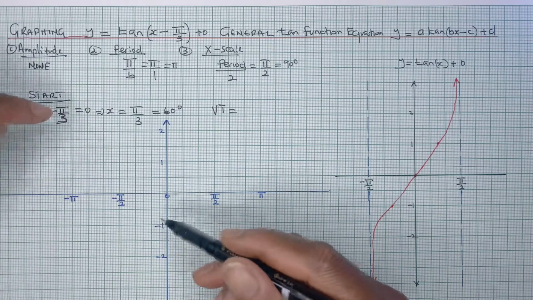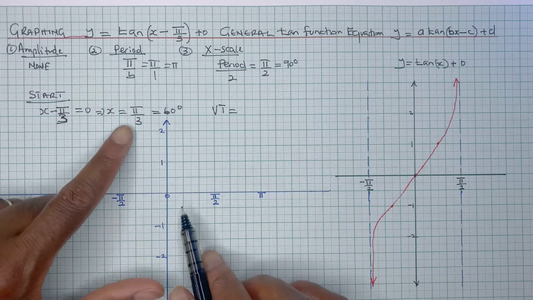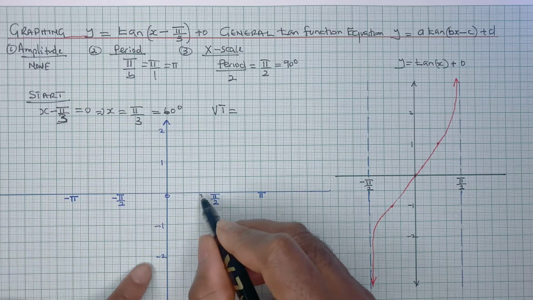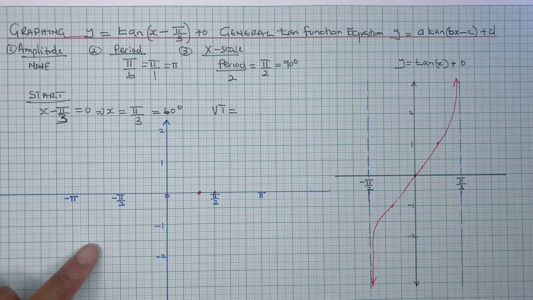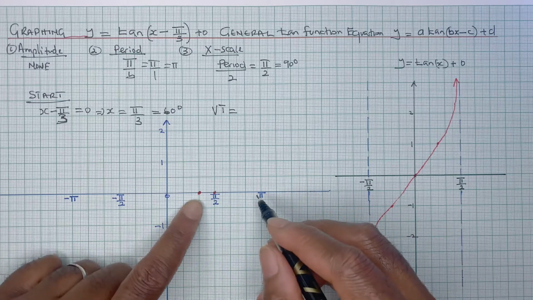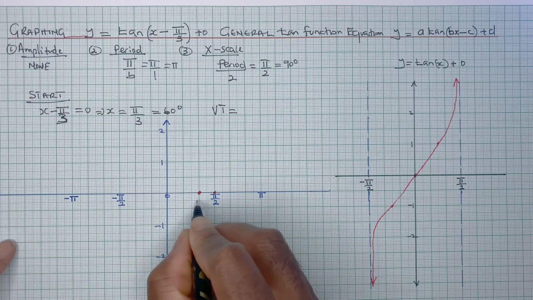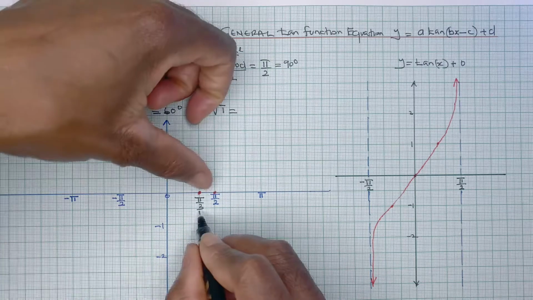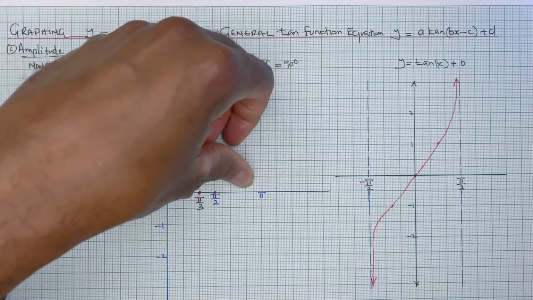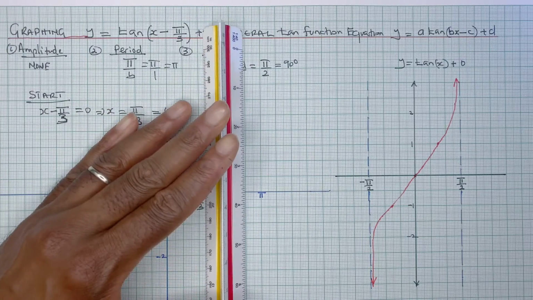Right, so to sketch the curve now, I have this graph here, and the starting point is π/3. π/3 is 60, so this is 30, and this point is 60, and the curve is going through 60. So let's put π/3 there. That's 60, 90, 120, 150. So that's 150 here, and 150 is 5π/6.